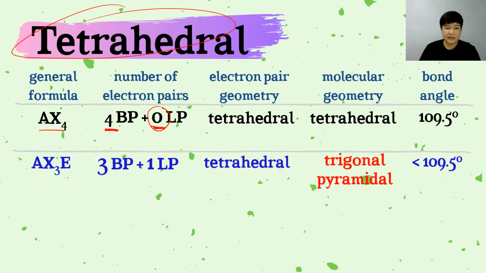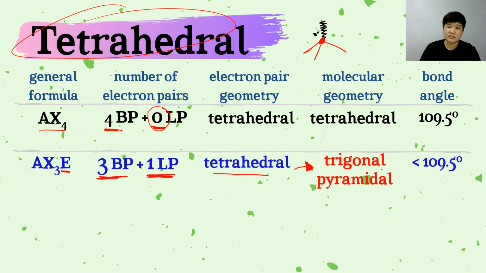And what would happen if there is 1 lone pair? When the number of bonding pairs changes to 3 bonding pairs plus 1 lone pair, your geometry will change from tetrahedral to trigonal pyramidal. Let's see. Your tetrahedral looks something like this. And right now, we don't have 4 bonding. We only have 3 bonding plus 1 lone pair. So one of the bonds needs to be replaced with a lone pair. Therefore, the shape obviously changes. It will no longer be tetrahedral, but it will be trigonal pyramidal.